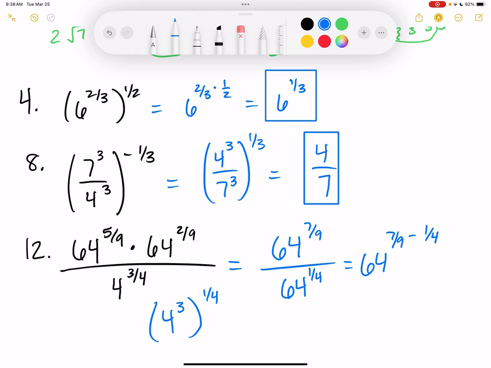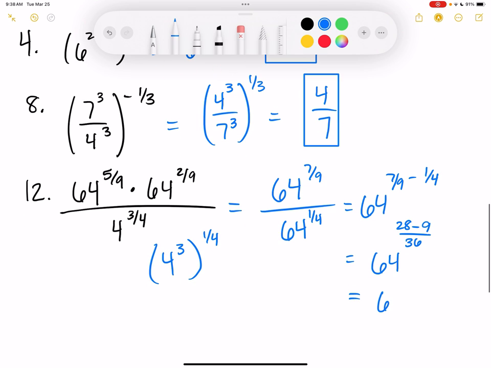Put it where it ain't, change sign. Now, I need a, what is my common denominator? 36. So this would be 64 to the what? 28 is on top. Minus 9. So that is 64 to the 19 over 36, which cannot be simplified. Good job.